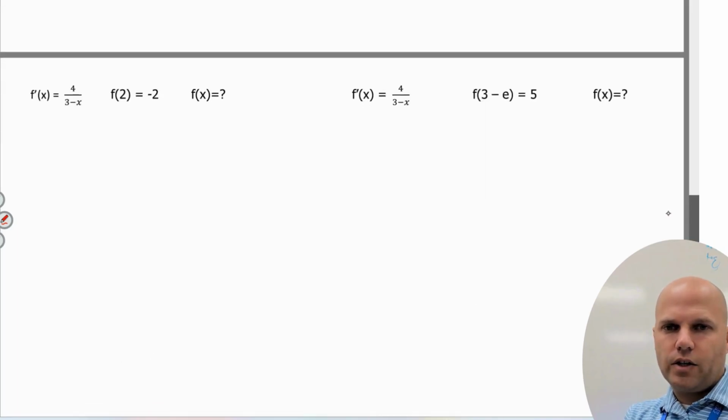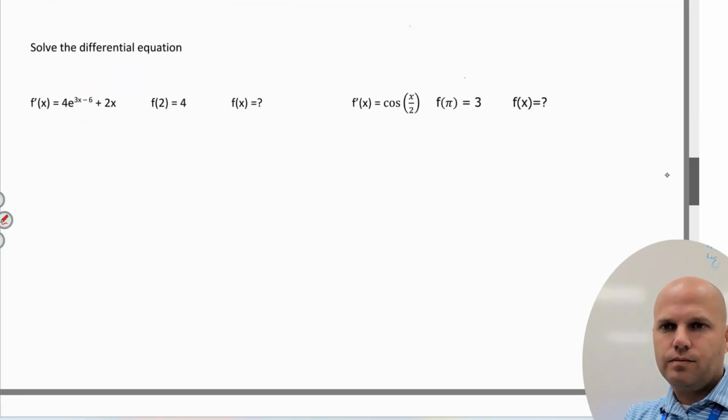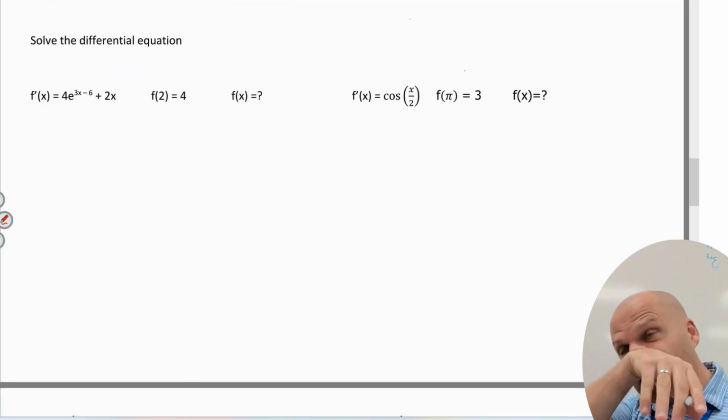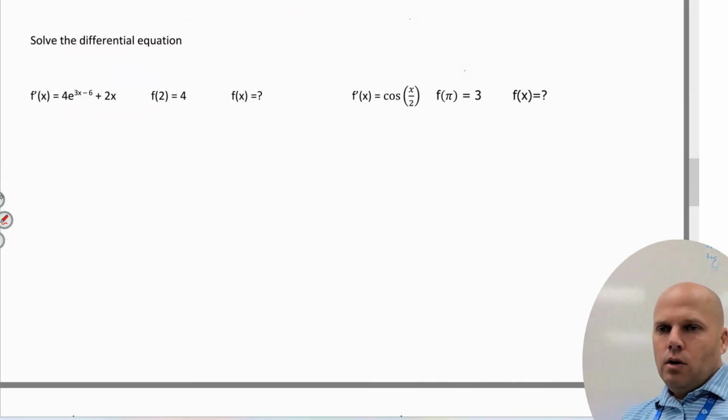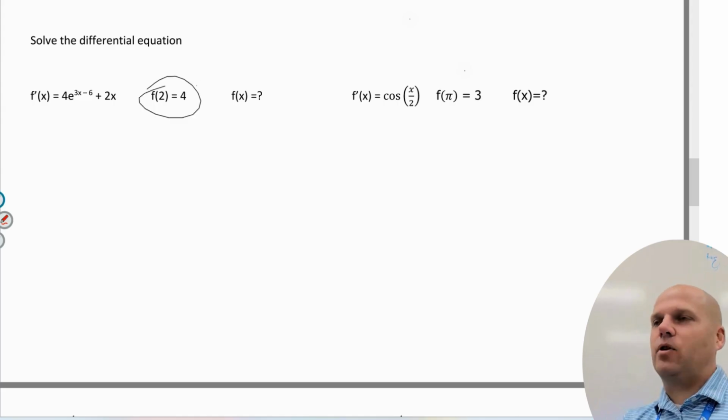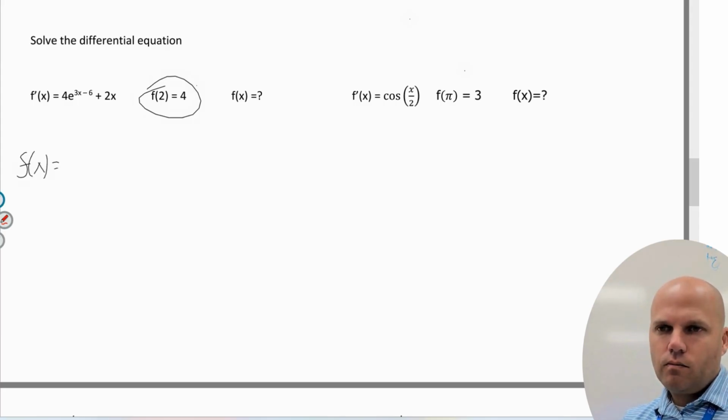All right. We got 2 pages of differential equations. All this means is find your C's. You're given a piece of information that helps you go backwards to find the specific function, not just a general function. So leave the constant. Antiderive stays the same. Undo the derivative of the 3x minus 6. Combine.